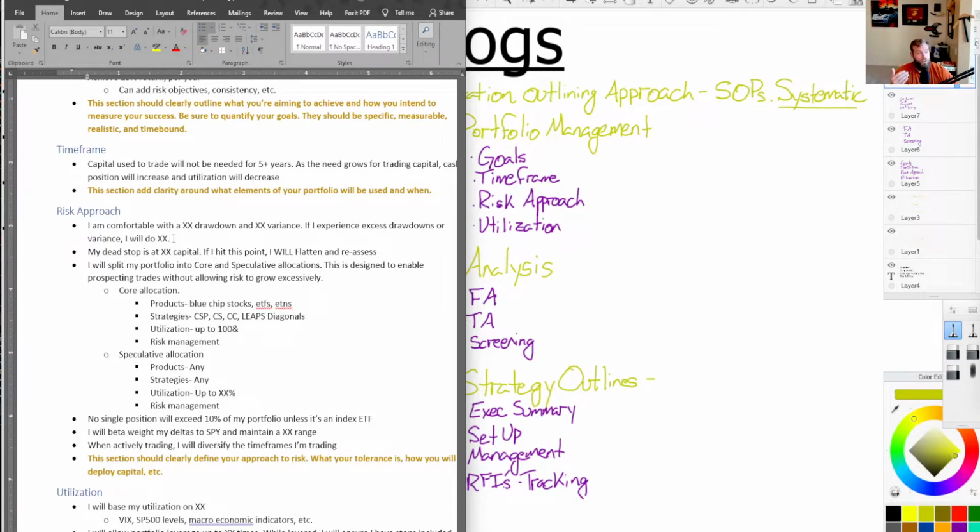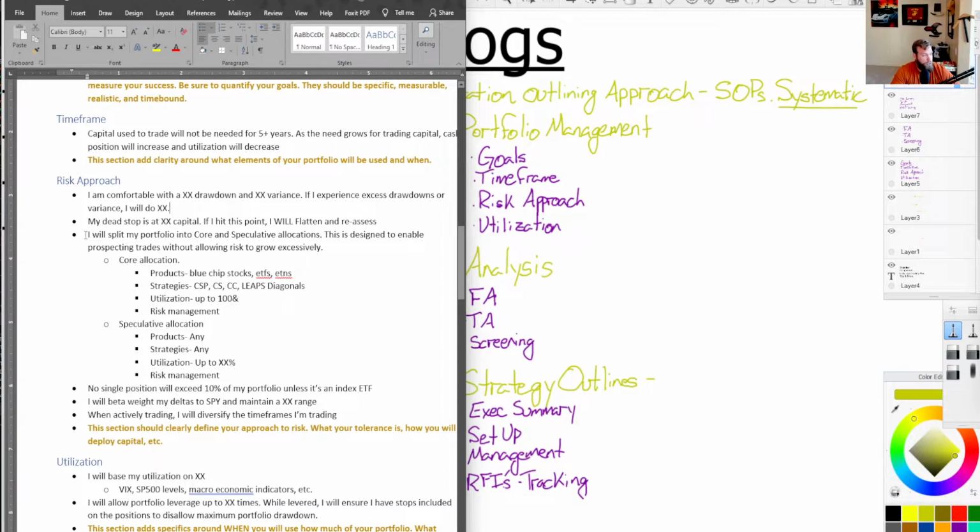I don't necessarily use my trading plan when I'm deploying every single trade. But again, one of the primary exercises and utilities of it is to be able to reference it, or the actual act of building it is very useful. So this is my risk approach.